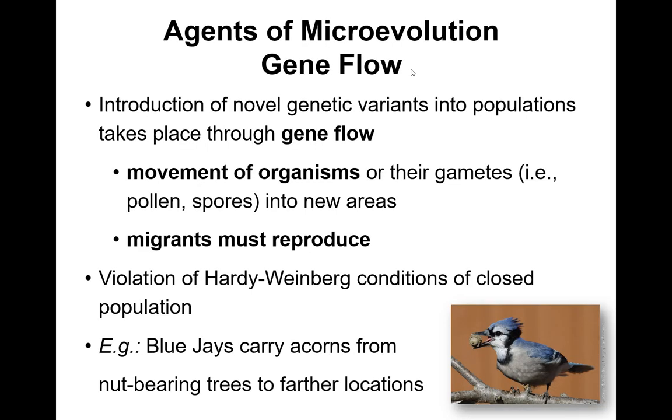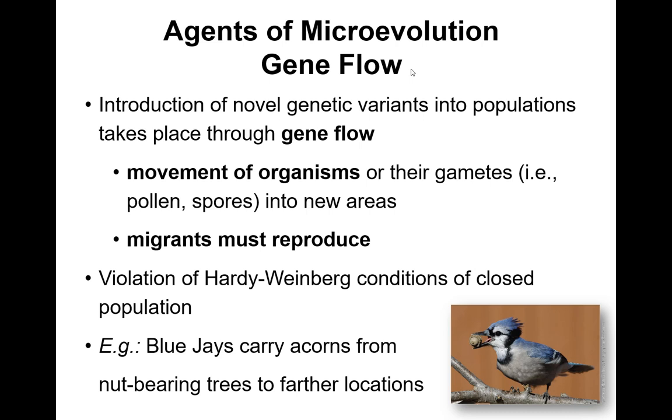Another agent of microevolution is gene flow. What we mean by gene flow is the introduction of new genetic variants, which is caused by the flow of genes, basically by mixing different populations. And this is caused by two important factors. First of all, you need to have movement of organisms or their gametes. For example, with plants, you can have pollen going from one side of a mountain to the other, right? It can mix two populations with their genetic pools.